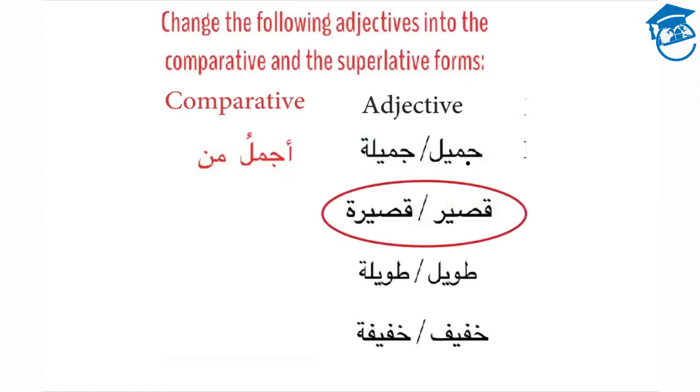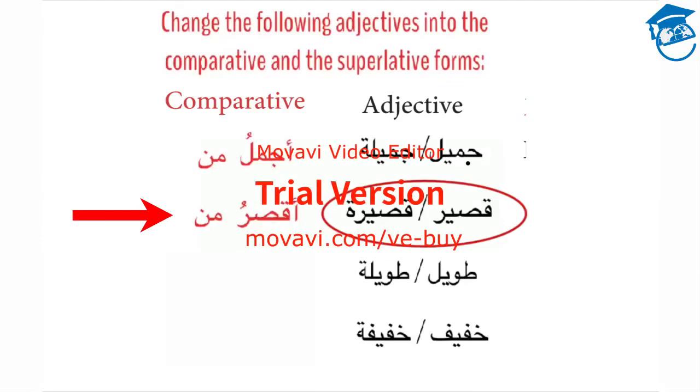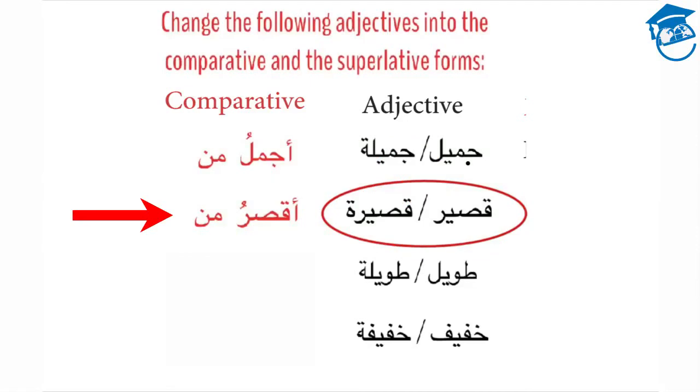For the second example, Qasir and Qasira, the comparative form becomes Aksaru min. The first word, Aksaru, is the same as the superlative form, but it's followed by min. Here, remember, min is translated as "than." So Aksaru min means shorter than.